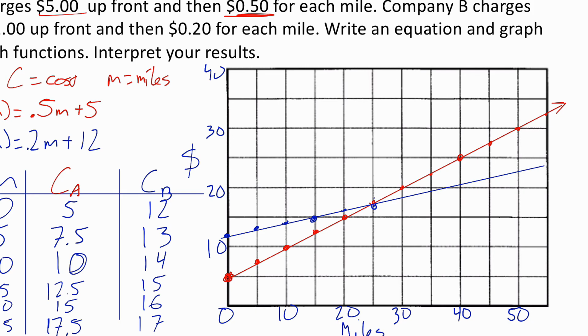Taking a look at this, it looks like the further you go, the better deal it's going to be to go with company B. So I'm going to say company B is better for longer distances. In other words, company A is better for short distances.